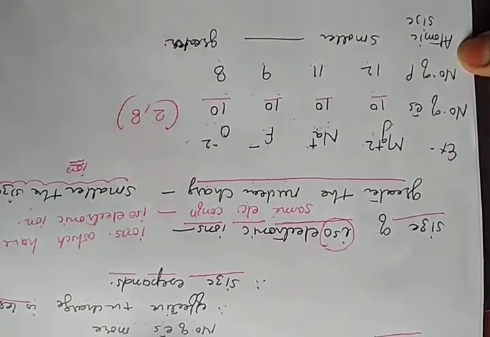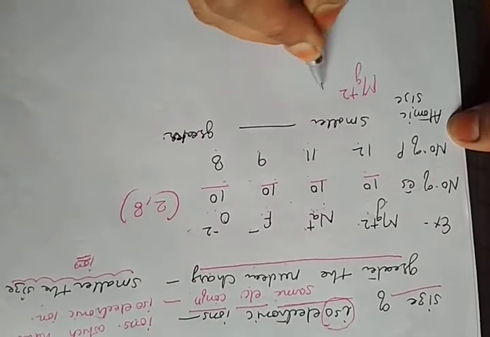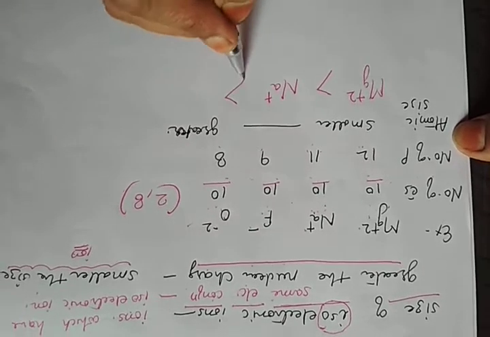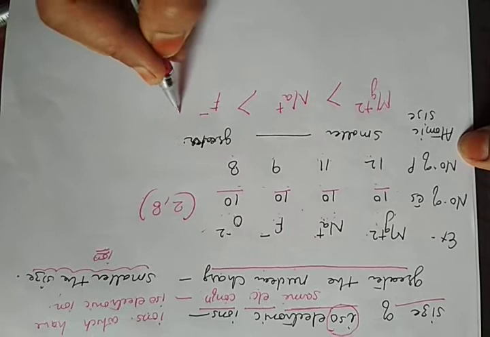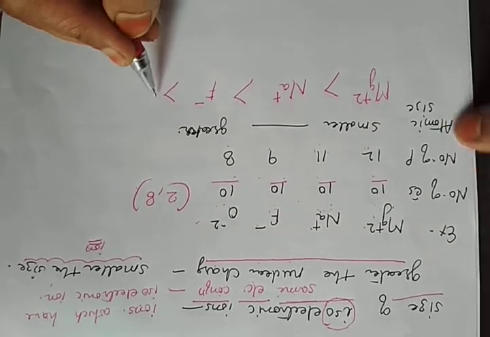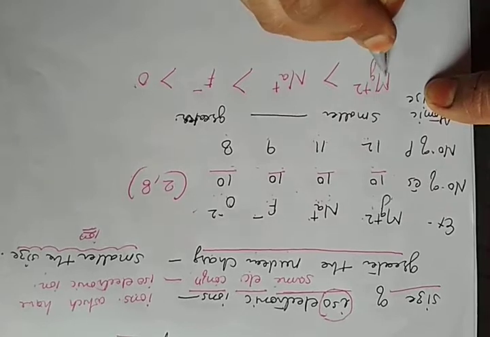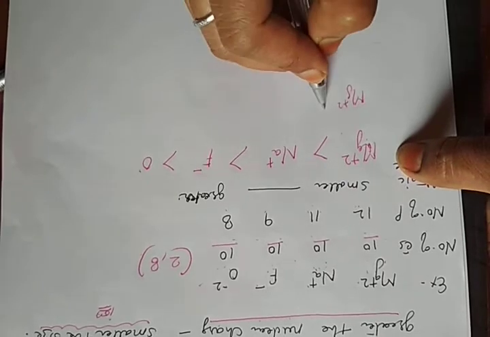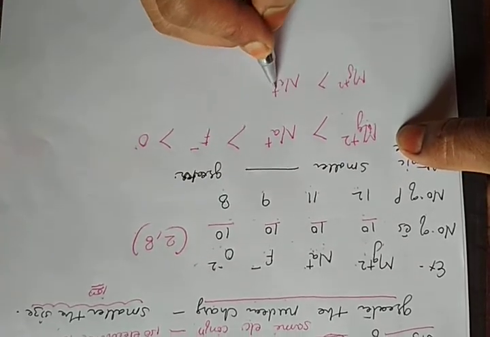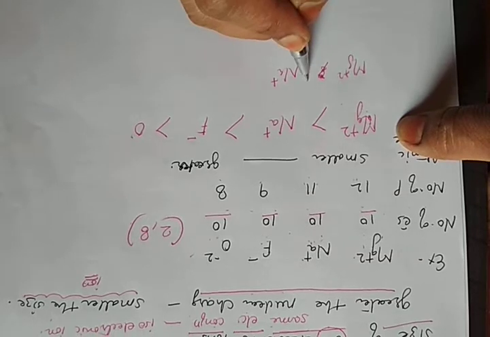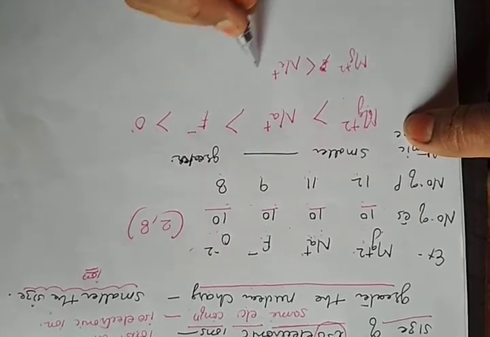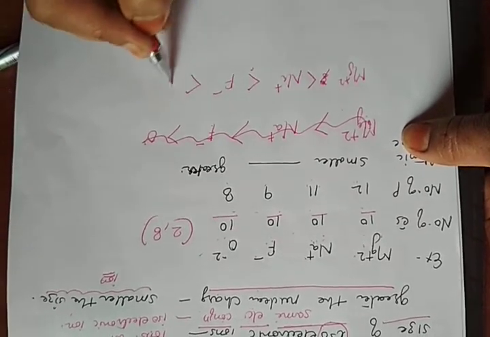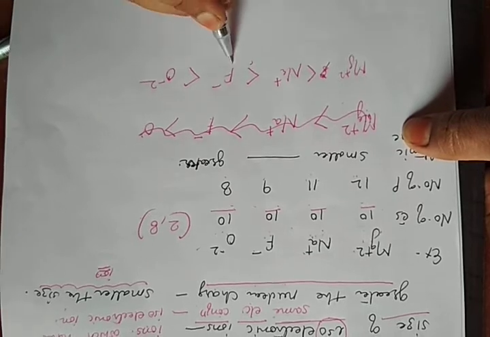Thus magnesium cation will have a smaller size than the sodium cation. Sodium cation has a smaller size than the fluoride anion. I repeat again, magnesium cation will have a smaller size than the sodium cation. It means sodium cation is greater in size, and the fluoride anion is greater in size than the sodium cation, and the oxide anion will have a further greater size than the fluoride anion.